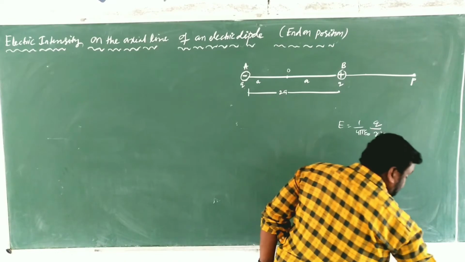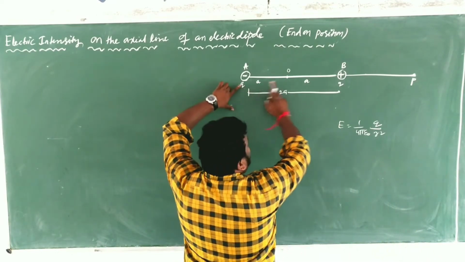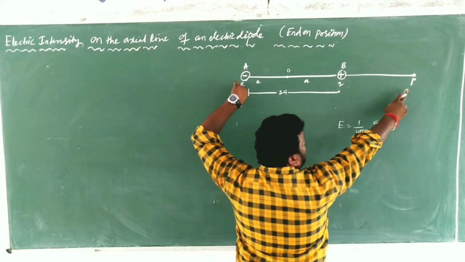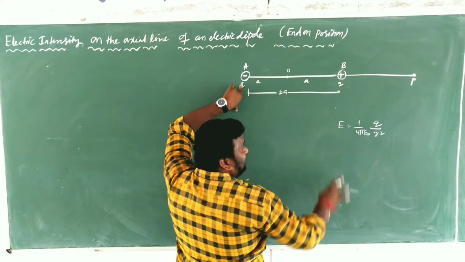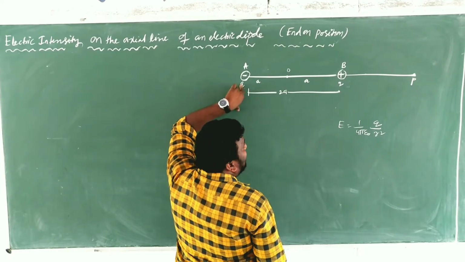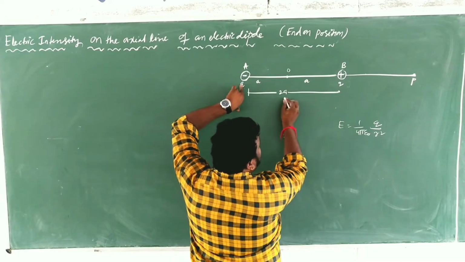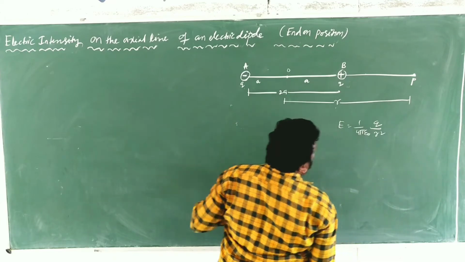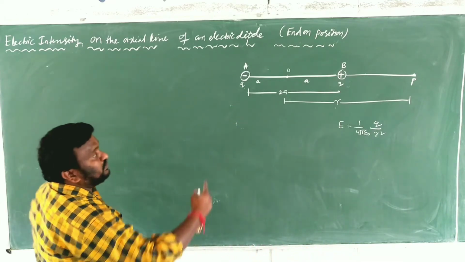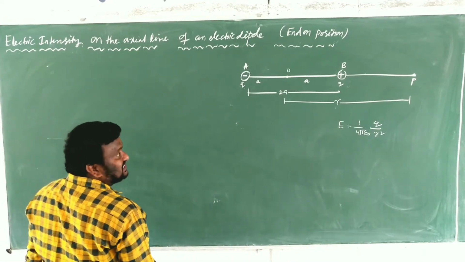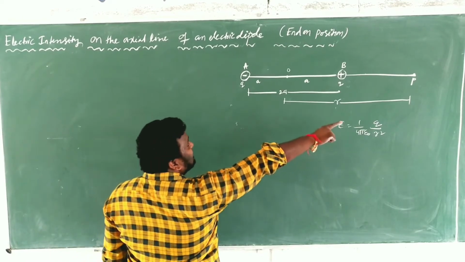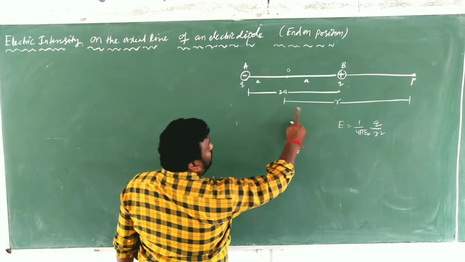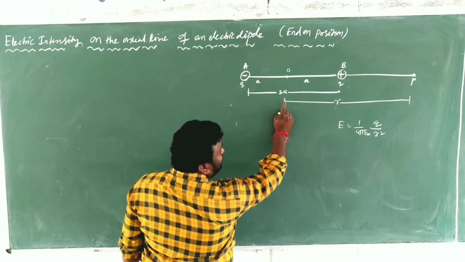Look here children. This is the dipole of length 2a, and what is P? P is a point on the axial line, at a distance of r from the midpoint of the dipole. Let us consider P to be a point on the axial line at a distance of r from the midpoint of the dipole.